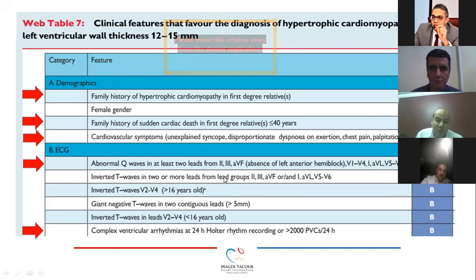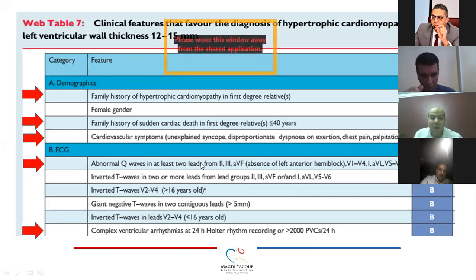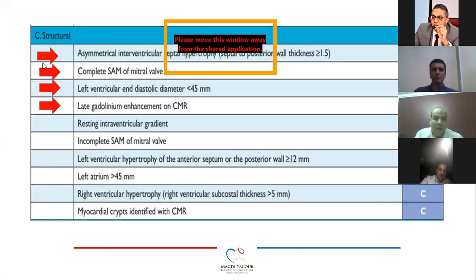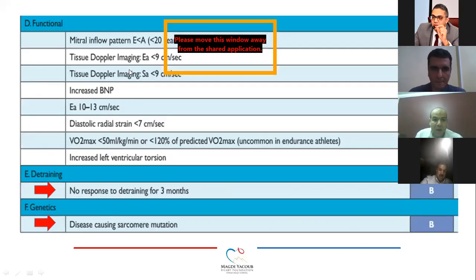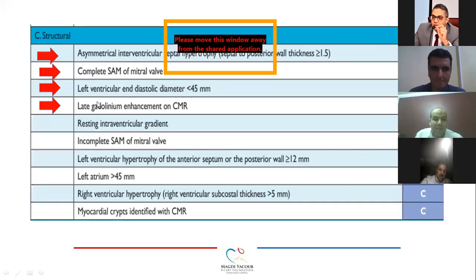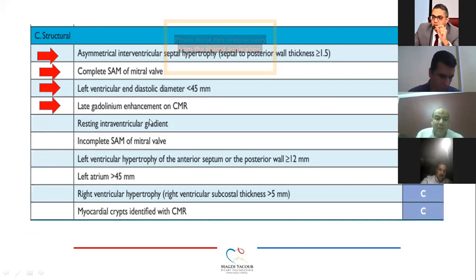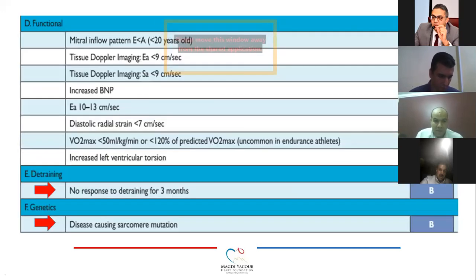All these features suggest that this athlete has hypertrophic cardiomyopathy rather than the normal left ventricular hypertrophy related to training and exercise. Also the asymmetrical interventricular septal hypertrophy, the complete SAM, and the left ventricular end diastolic diameter less than 45 millimeter denote that the LV is very thick and the LV cavity is too small. The presence of late gadolinium enhancement is in favor of HCM rather than athlete's heart.